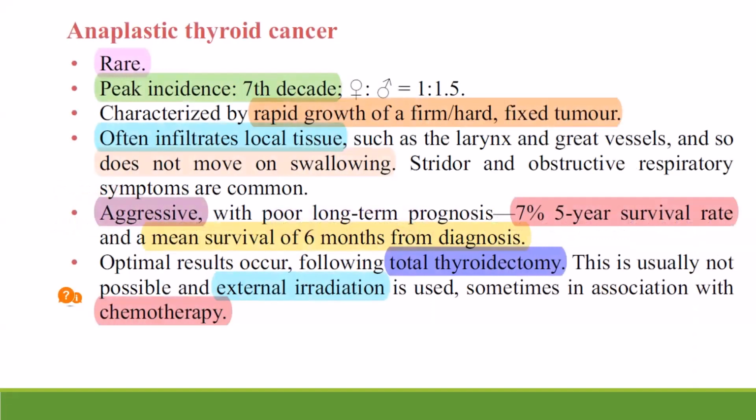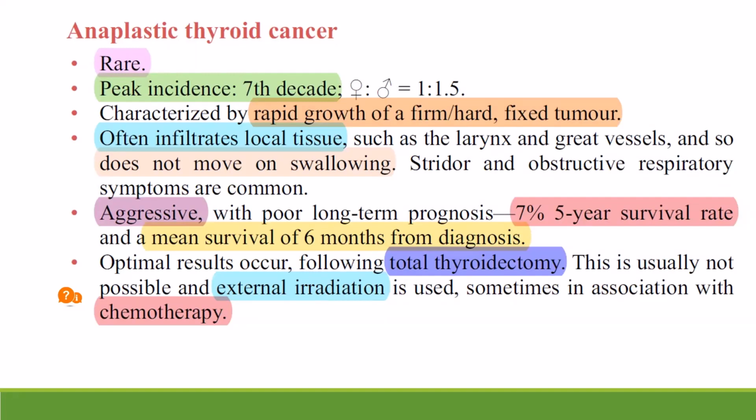Anaplastic thyroid carcinoma is a rare condition. The peak incidence is in the 7th decade, and it is more common in the male. It is characterized by rapid growth of a firm, hard, fixed tumor, often infiltrating local tissue, that does not move on swallowing. It is aggressive with a poor long-term prognosis, 7% five-year survival rate, and mean survival of 6 months from diagnosis.